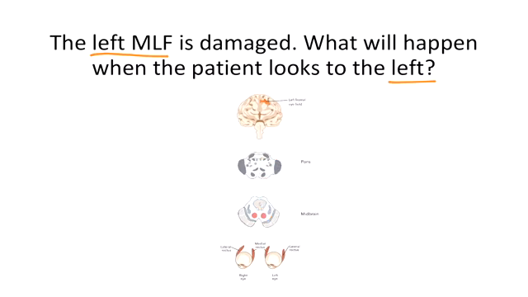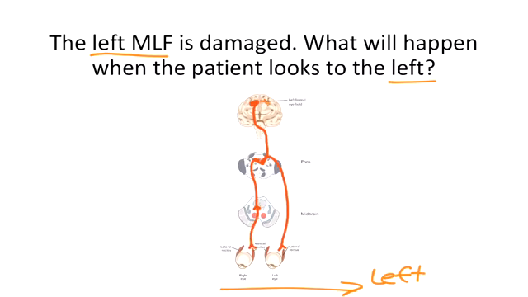However, when the patient is trying to look to the left, which means the right frontal eye field will be stimulated, it decussates to stimulate the paramedian pontine reticular formation on the left side, which will then stimulate the abducens nucleus. It will also go to stimulate the right-sided medial longitudinal fasciculus, which will stimulate the right cranial nerve 3, which will stimulate the right medial rectus muscle.